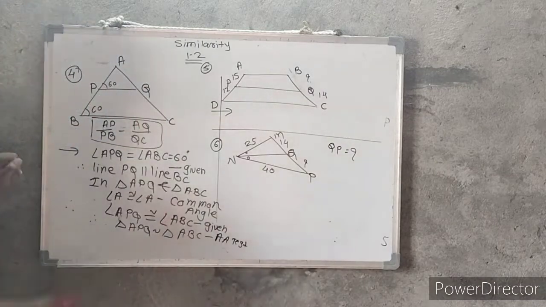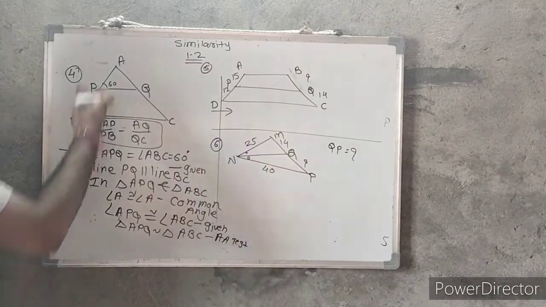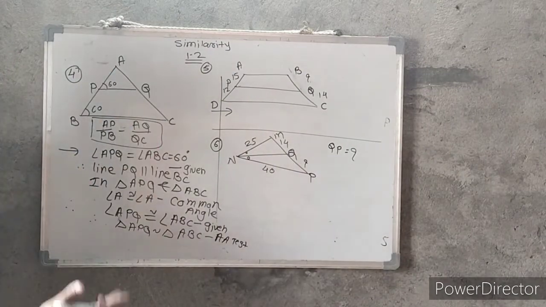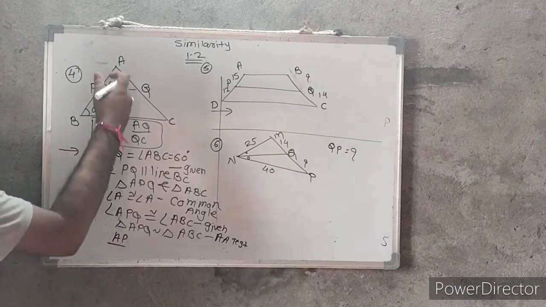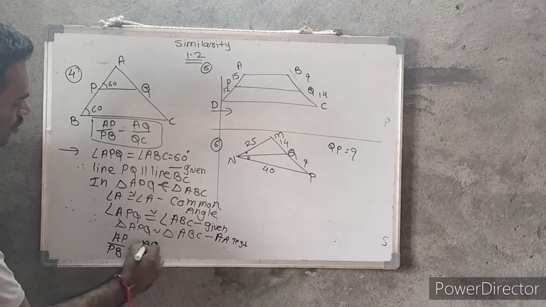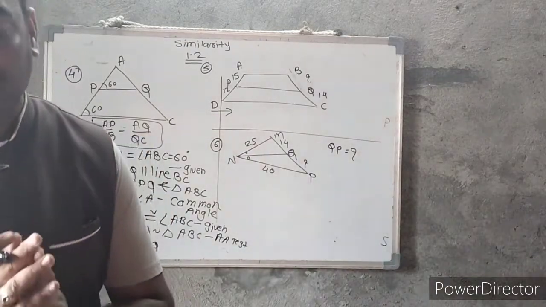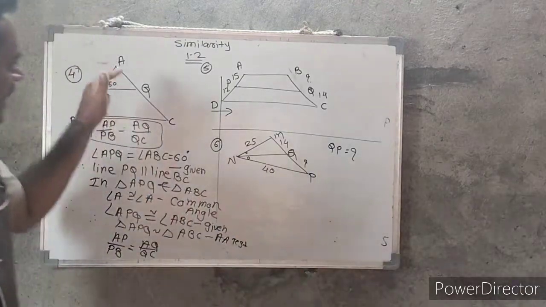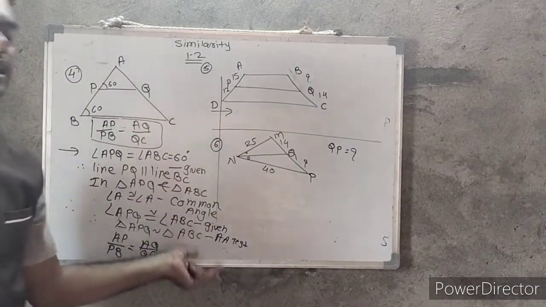If the two triangles are similar by the angle test, then definitely their sides are also proportional, or by BPT you can say AP upon PB is equal to AQ upon QC, because the two triangles are similar and the middle line is parallel to the bottom line. So that's why we proved this one. I hope you understand this one.